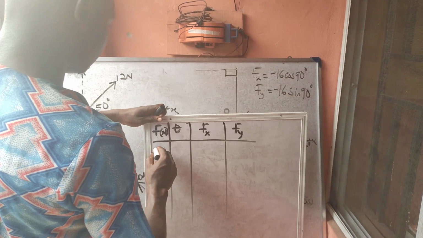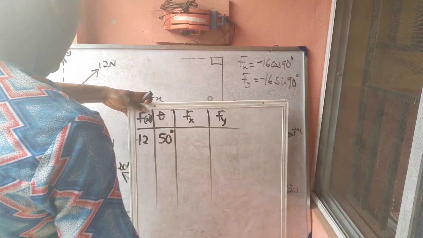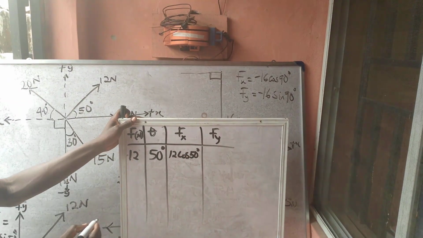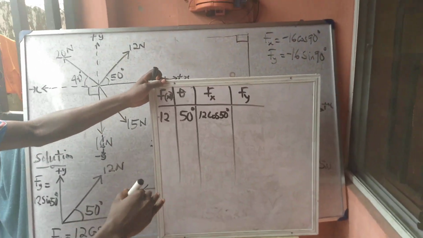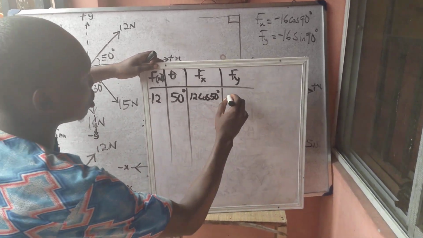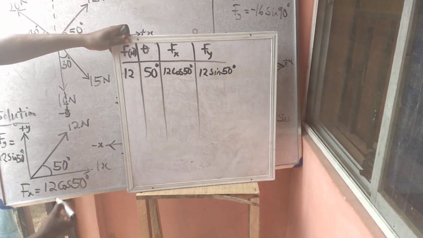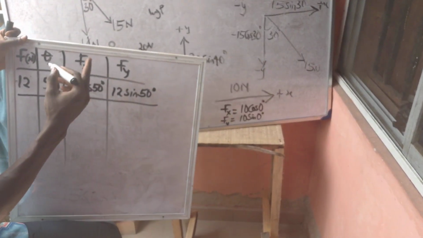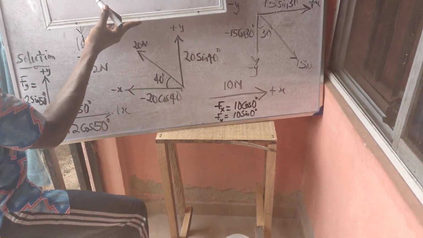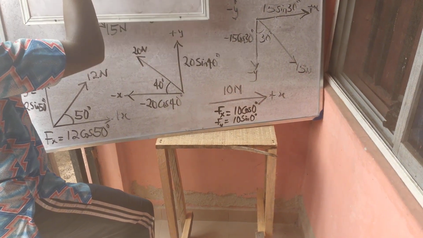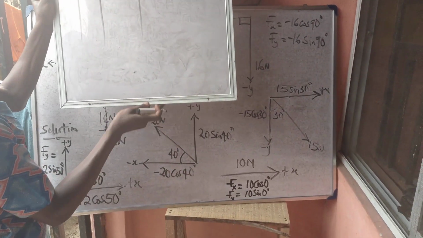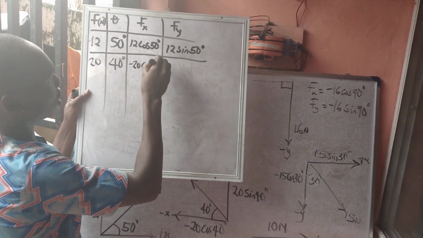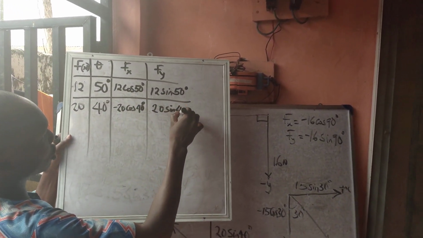So for the first force, we have 12 Newton. The angle was 50 degrees. The horizontal component was 12 cos 50 degrees. The vertical component is 12 sine 50 degrees. Alright. Now we'll look at the next one, the 20 Newton force. The angle was 40 degrees. The horizontal component we had was minus 20 cos 40, and the vertical component was 20 sine 40 degrees.